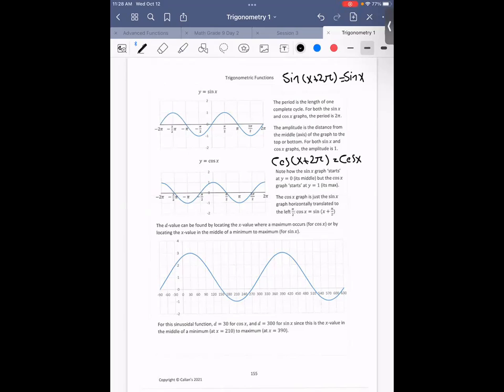And I also said that sine is an odd function. That means sine of negative x is equal to negative sine of x. But cosine is an even function. Cosine of negative x is equal to cosine of x. That means for cosine, you have symmetry along the y-axis, and you can observe it here. But for sine, you have symmetry about the origin.